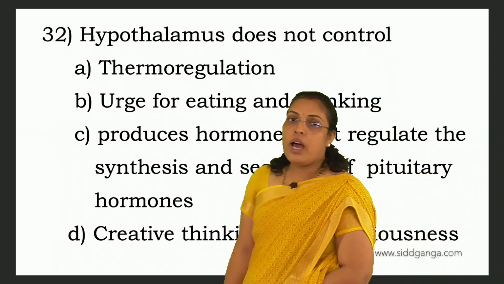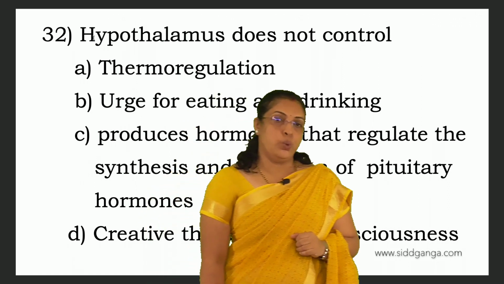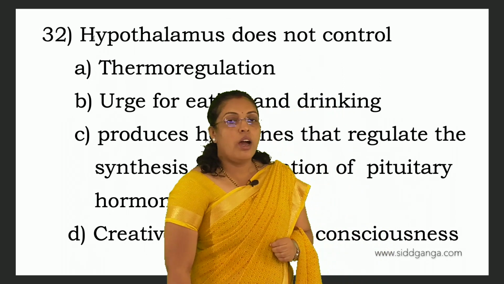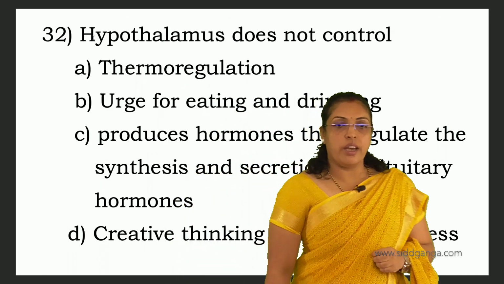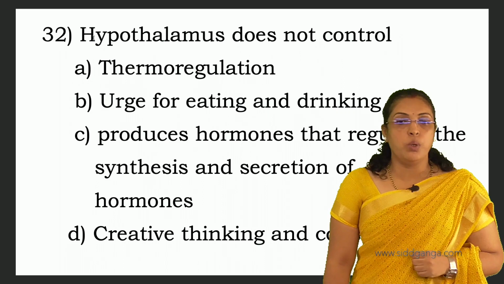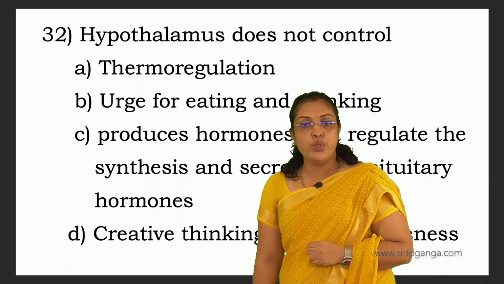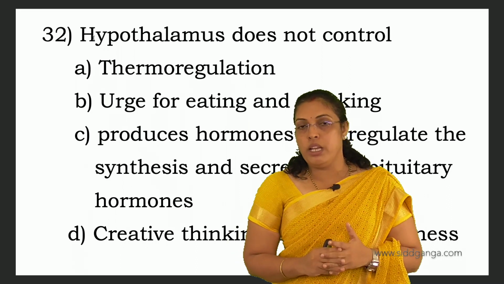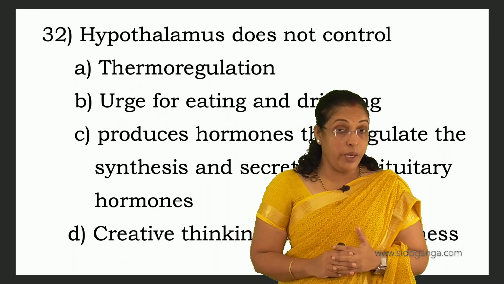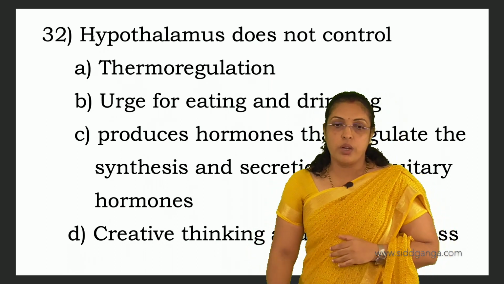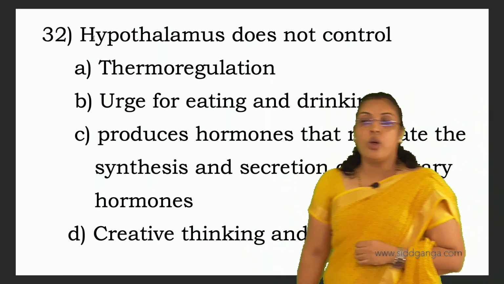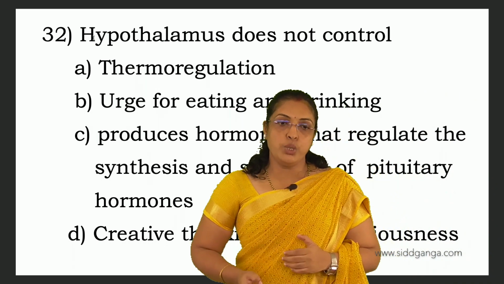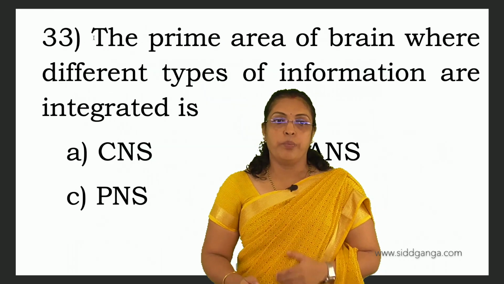And 32, hypothalamus does not control. So it controls thermoregulation, correct. Urge for eating and drinking, yes, correct. Produces hormones that regulate the synthesis and secretion of pituitary hormones, yes. Hypothalamus releases gonadotropic releasing hormone and gonadotropic inhibiting hormone, so C is also correct. Creative thinking and consciousness, that is not the function of hypothalamus. For 32, B is the option.